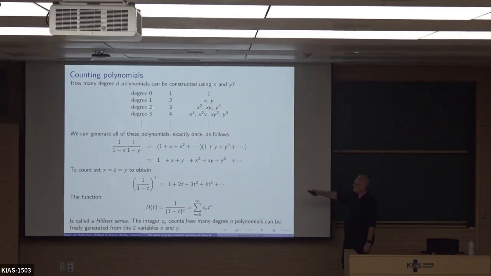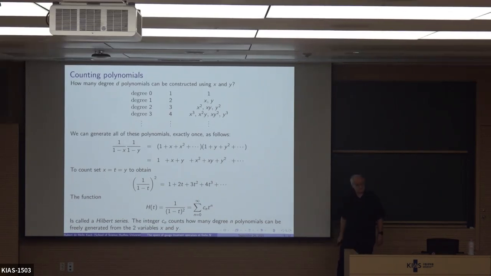So for example, if I look at degree 2, what can I make? x squared, xy, and y squared. How many polynomials are there? There's 3 of them. At degree 3, we would have a total of 4 polynomials. And the counting that I'm interested in are these numbers, this 1, 2, 3, and 4.